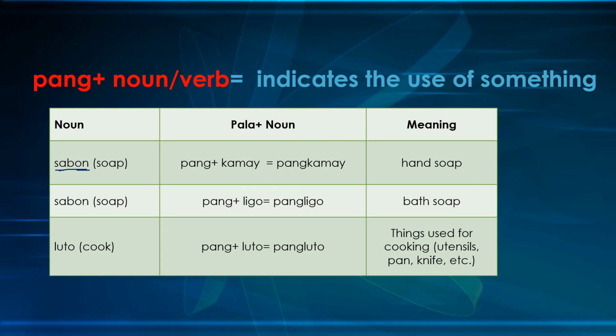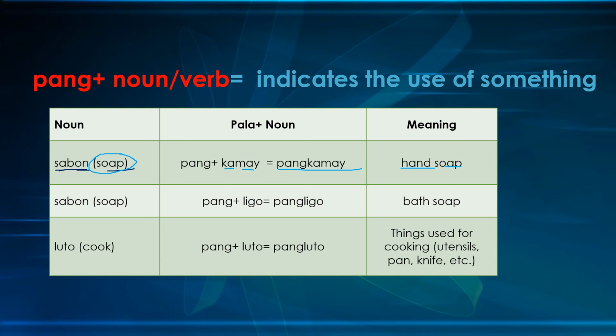Sabon. It means soap. By adding pang at the beginning, we now have a new word, pangkamay. It's one word, pangkamay. It means hand soap. So this soap is a noun.